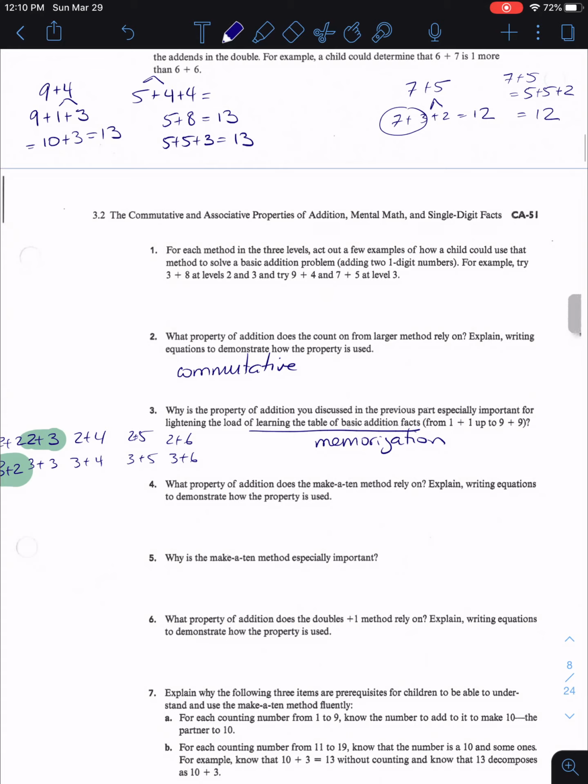What property of addition does the make a 10 method rely on? Well, what we're doing, for example, in 9 plus 4, we said that's 9 plus 1 plus 3. And we're figuring out the 10. So that's the associative. We are breaking something apart, decomposing something, and then we are grouping two numbers of our choosing, the two numbers that make a 10.